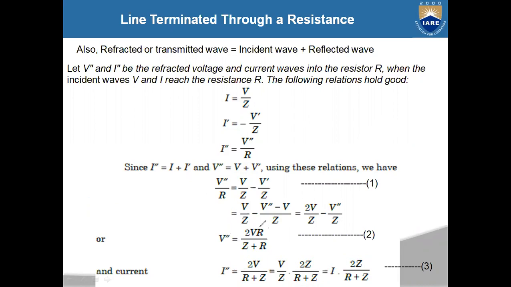So this is the transmitted voltage and this is the transmitted current. The transmitted voltage V double dash is equal to 2R by Z plus R into V, and the transmitted current I double dash is equal to I into 2Z by R plus Z, for the case of a line terminated through a resistance, right? Now if you want to find out the reflection voltage coefficient and reflection current coefficient, then how do you do that?